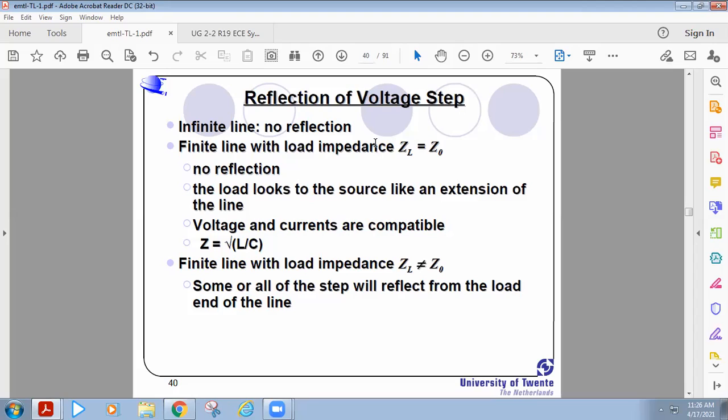From that we calculate Z naught equal to square root of (R plus jωL) by (G plus jωC). That is the Z naught. If its value is equivalent to the load impedance ZL, then there is no possibility of reflection. It is exactly matching. What is the maximum power transfer theorem?